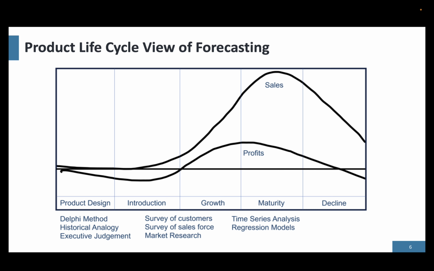When you're in product design, you may use the Delphi method, historical analogy, or executive judgment. Then when you're launching that new product or introducing it, you'll do surveys of your customers, of your sales force, and conduct market research. This also continues during the growth phase of the life cycle. And then as your product or service matures and eventually declines, that's where you'll apply time series analysis and regression models, because you've collected a lot of data over the different stages of the product.